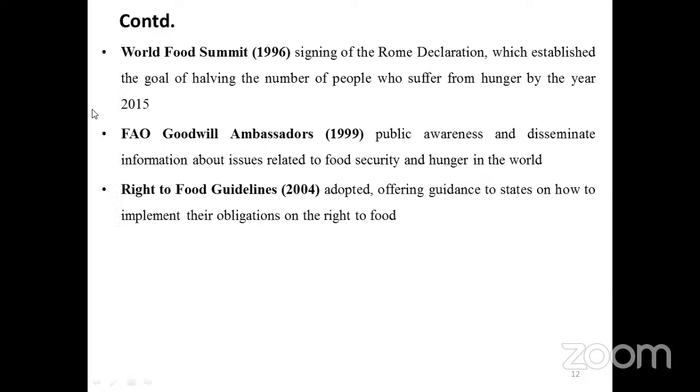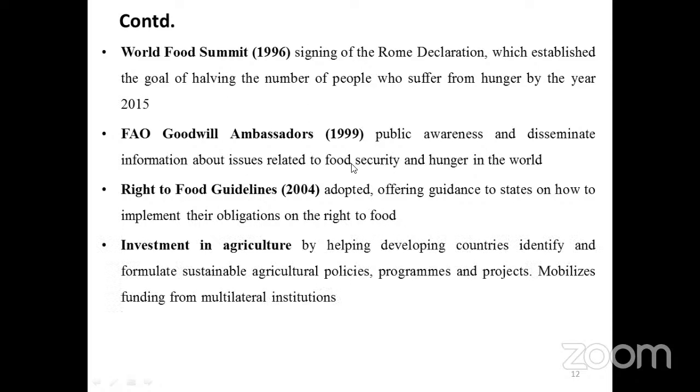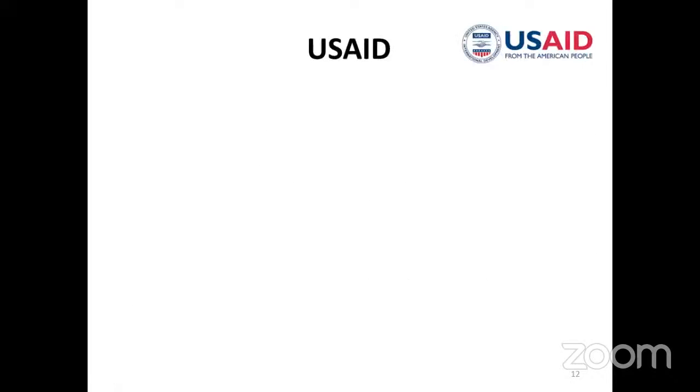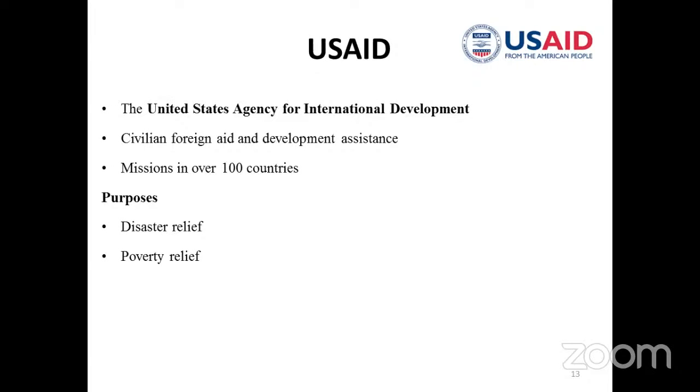Then they started having the FAO Goodwill Ambassadors from 1999, just like UN Peace Ambassadors. Then Right to Food Guidelines in 2004. So they started offering policy guidelines or help to countries in formulating policy on right to food. Then they also invest in agriculture, but these investments are mostly in African countries, not in India as such.